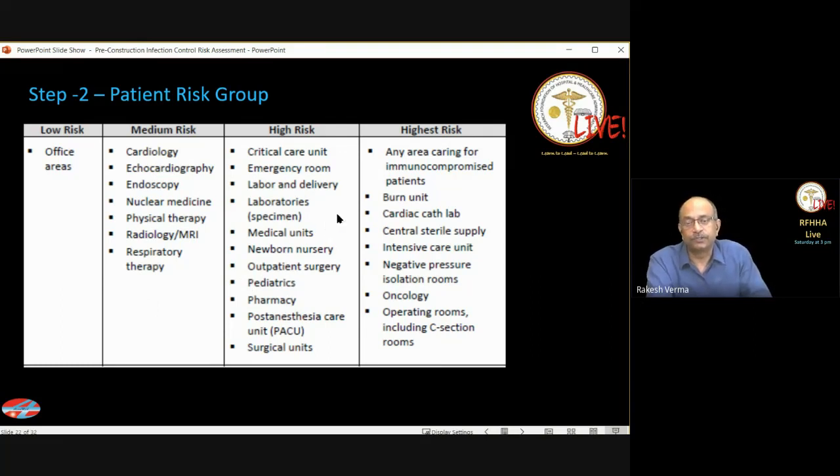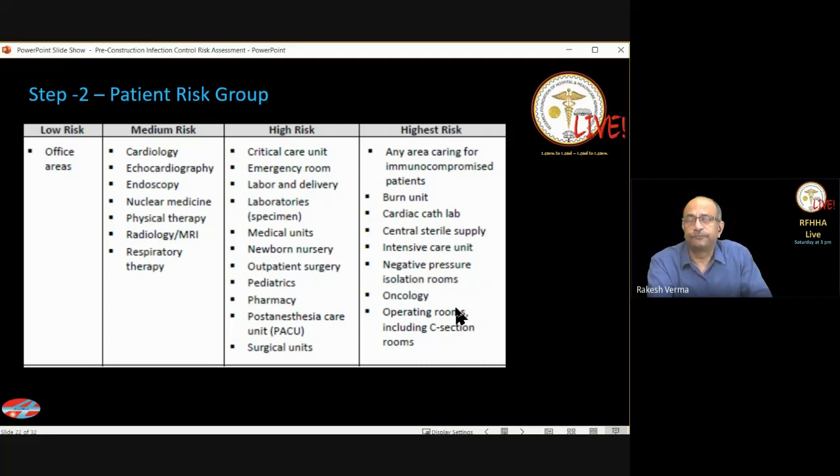High risk areas are the critical care units, the emergency rooms, the labor or delivery units, laboratories, medical wards, newborn nurseries, outpatient surgeries, or the daycare surgery areas. And the highest risk areas are where the immunocompromised patients are being treated or cared for: the burn units, the cath labs, the operation theaters, and you can actually make a long list of items here.